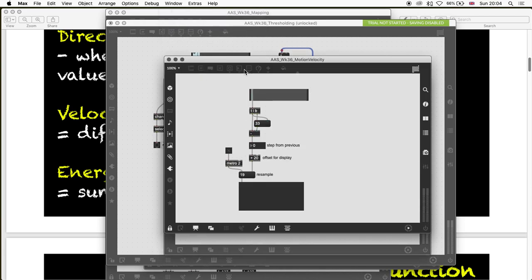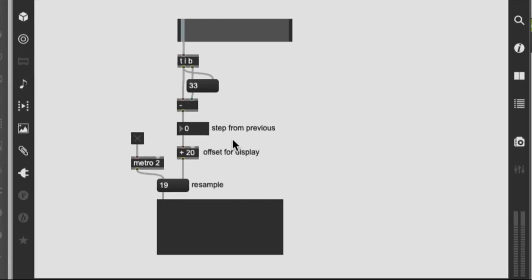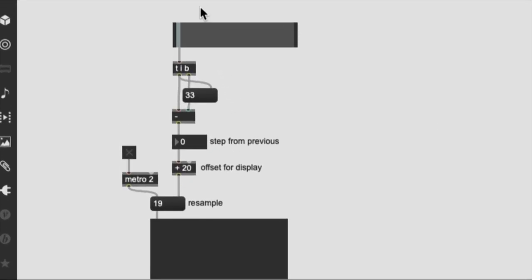Motion velocity. Okay, so what I have here is a similar patch to what you've just seen, in that I'm subtracting the previous value from the current value. Same thing: trigger IB, this is my memory cell, from here comes the previous value, here comes the current value, current minus previous. And I get a similar thing to what you've just seen. If I go faster, these numbers are larger and so on.